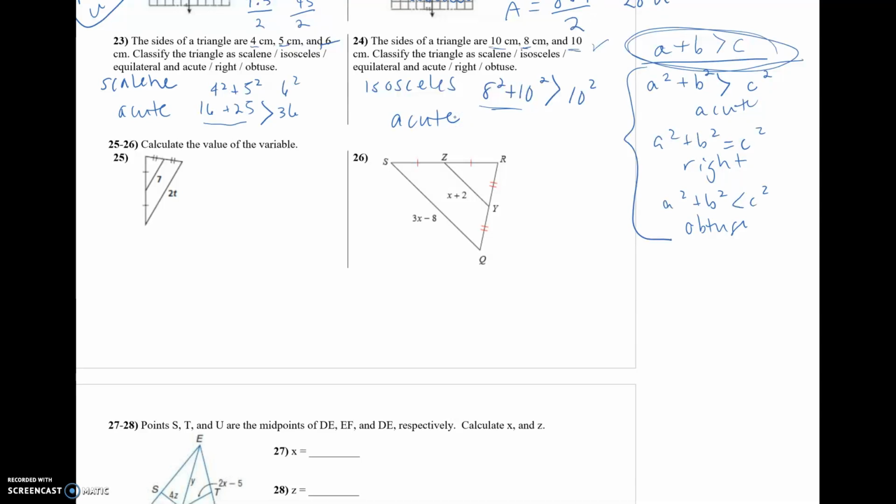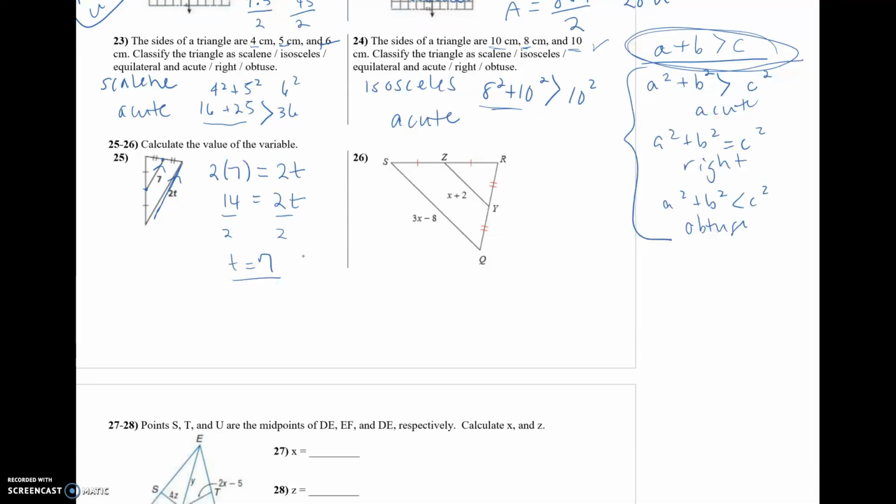All right, 25 and 26. These are problems with mid-segments. It's not important so much that you remember the word as you remember the properties. So I know that these are midpoints. If I'm given that my mid-segment is 7, I can double my mid-segment, and when I double it, it's equal to the other side. So the other side has to be 14, the side that is 2t, that is parallel to the side that is 7. So if 2t equals 14, well, then that means that t has to be 7.